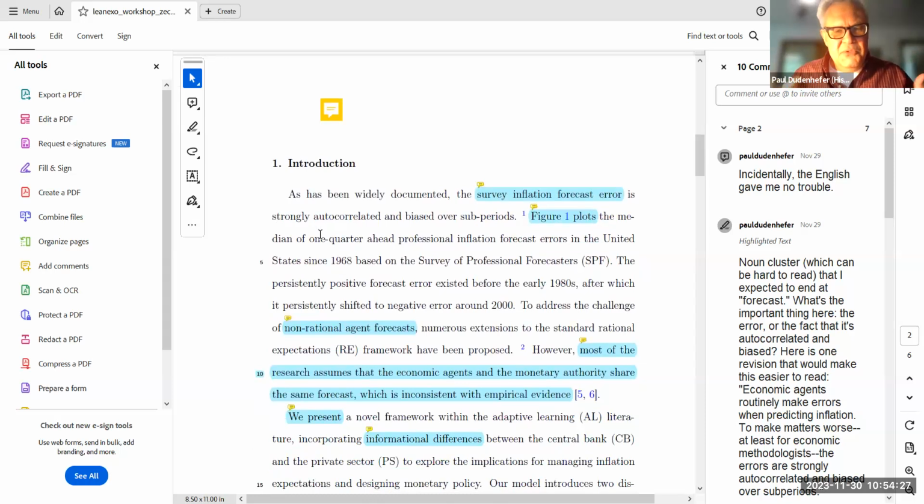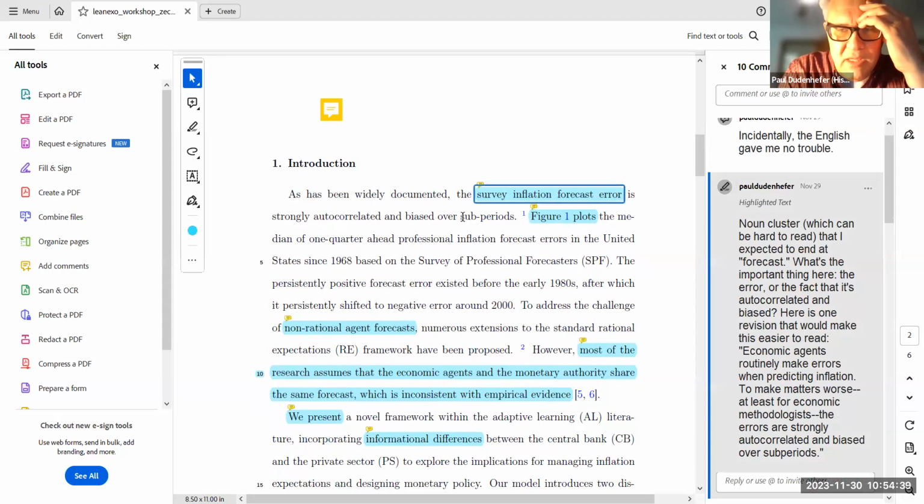Let me take you through my experience of reading the paper and see if this is helpful. Early on in the first sentence, you have what's known as a noun cluster, in this case four nouns, one right after the other. For whatever reason, this is not a cluster that's familiar to me. It may be a very common phrase in the literature, but for some reason, my sense of rhythm expected this to end with the word forecast. But then there was one more word, error. And so that was the first thing that gave me trouble.